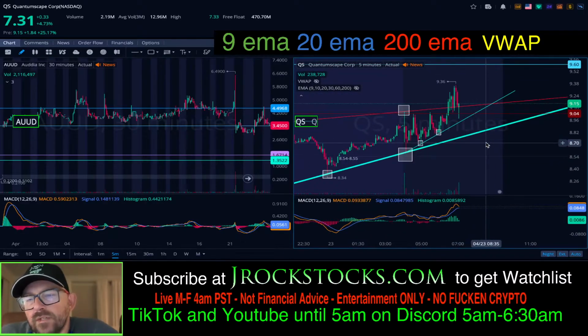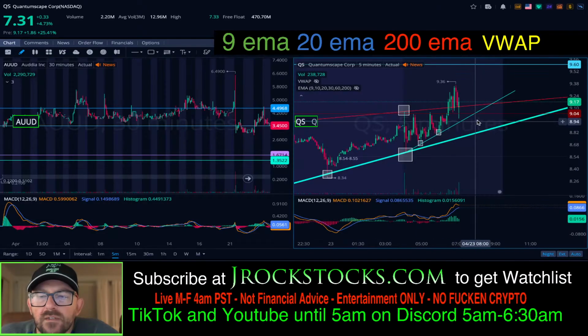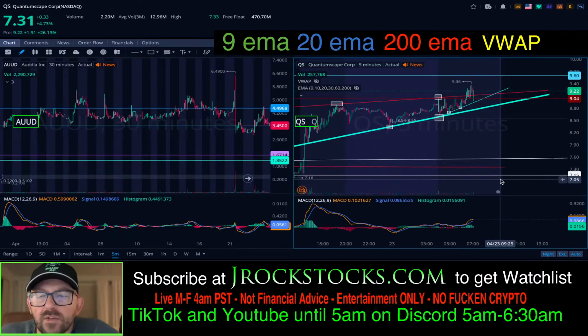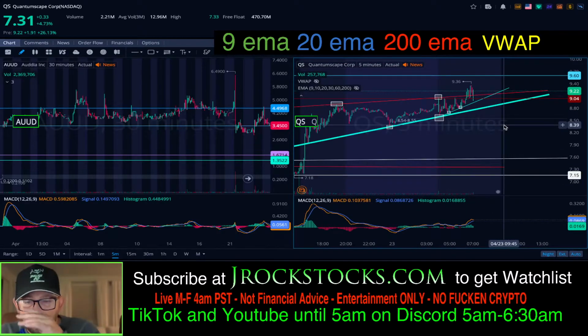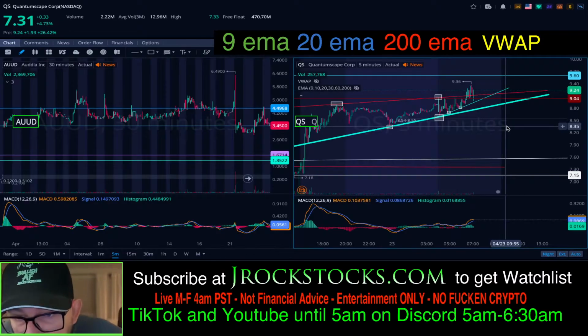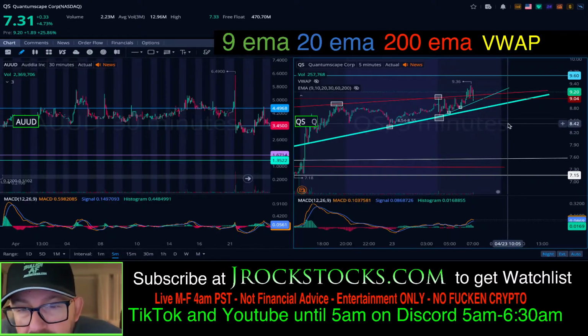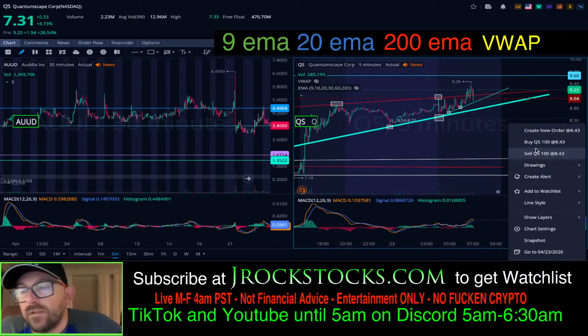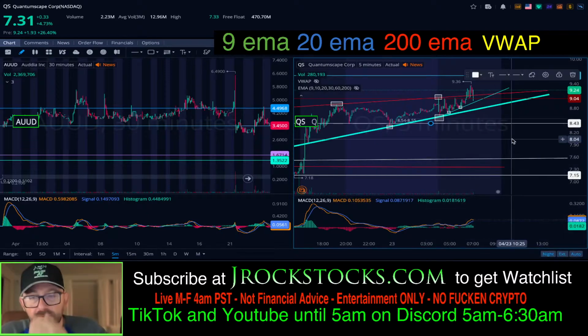What I would keep an eye on is this little trend line right here, this green one. This green one's going to tell you. If it breaks the green one, it's going to come to this. If it breaks this one, it's going to come on back down. Probably going to find support right about here if it does break that big trend line.